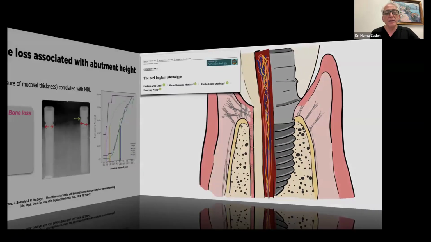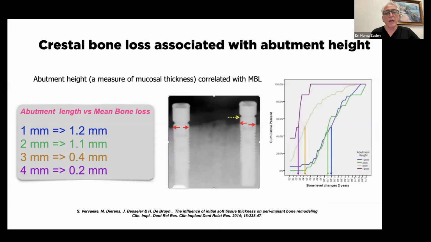As a marker for peri-implant tissues, one of the things that has been measured is abutment height. Now, why would abutment height be important? Because it indirectly relates to mucosal thickness. When you have thick mucosa, you use long abutments. When you have thin mucosa, you would use shorter abutments.